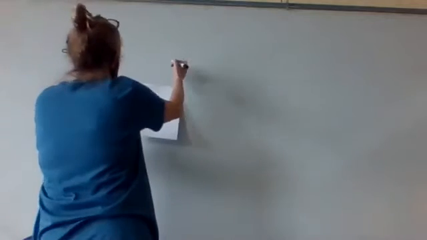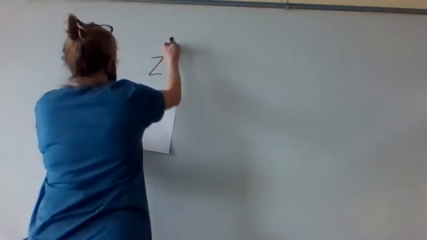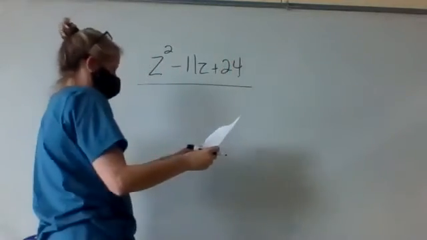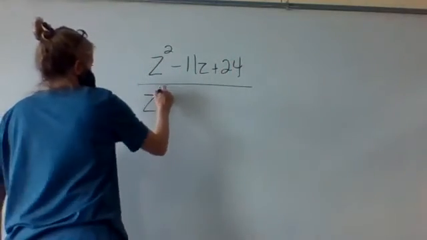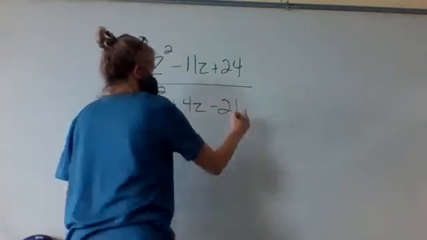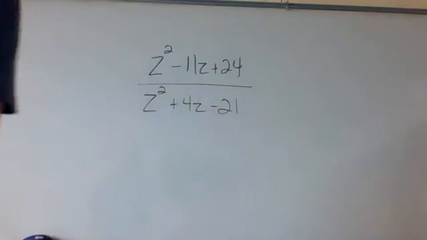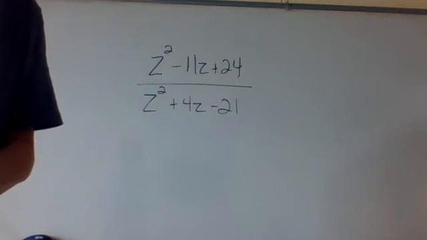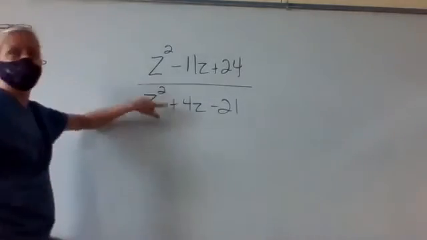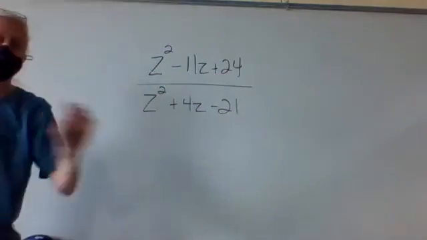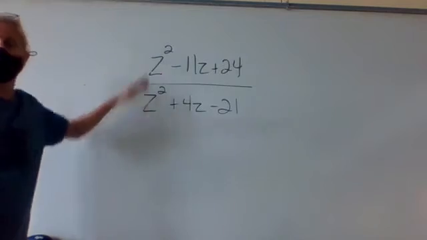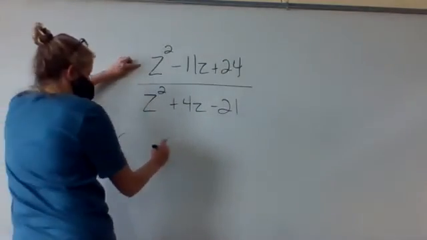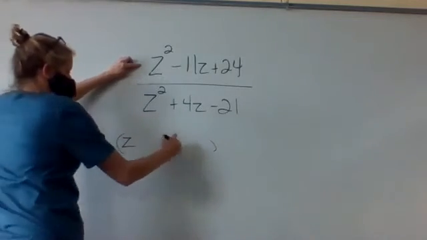Number 8, z squared minus 11z plus 24, over z squared plus 4z minus 21. Factor, then cancel. They're both trinomials, right? They both have the 3 terms. They're good ones though, right? Because they're just z squared. They're not that long method like number 5 was, or whatever number that was. So the good thing is they both start z, z.